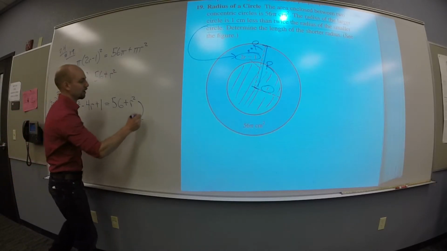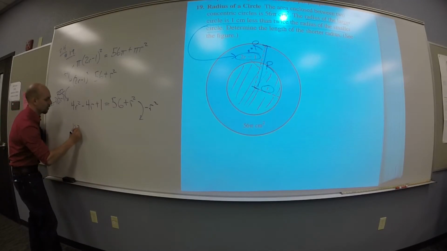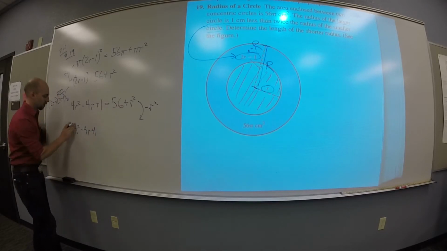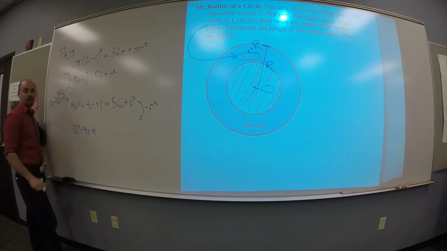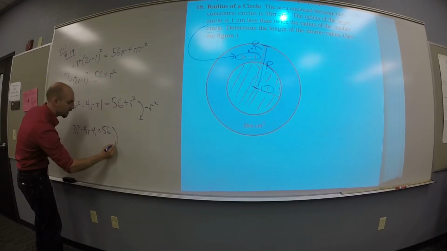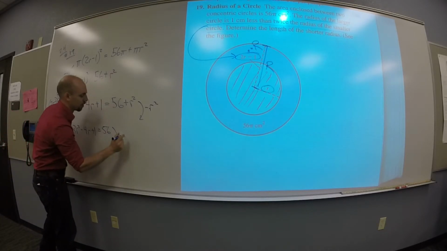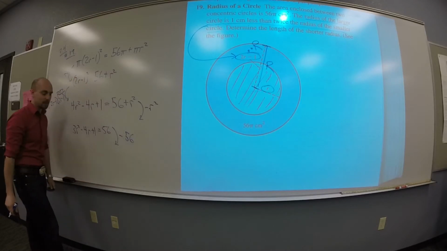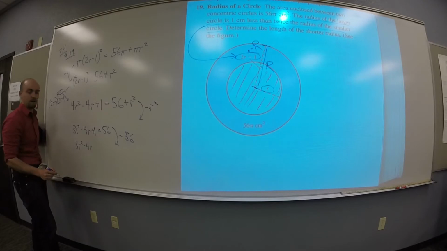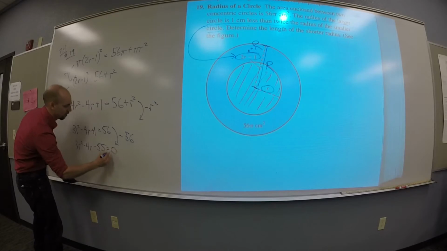So let's move the r squared first. So we've got 4r squared minus 4r plus 1. Wait, 3, because I took one away, is 56 plus r squared. Then we'll subtract 56. So now I've got 3r squared minus 4r minus 55 equals 0.